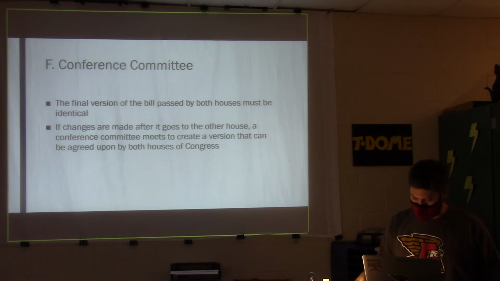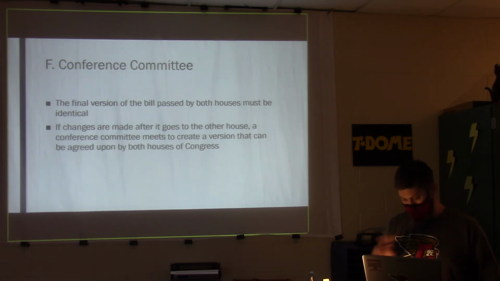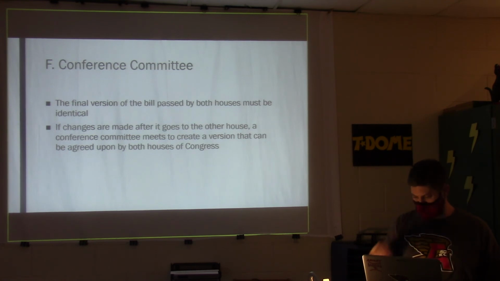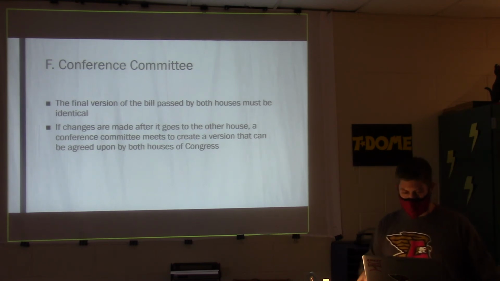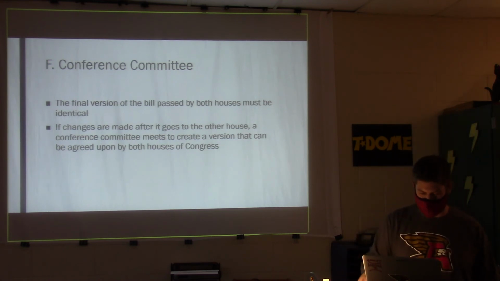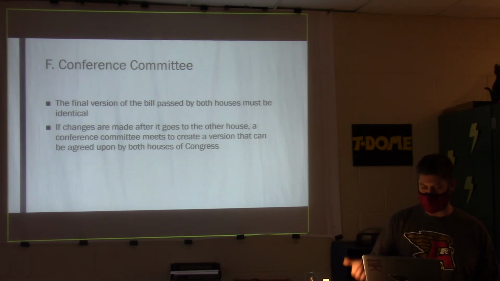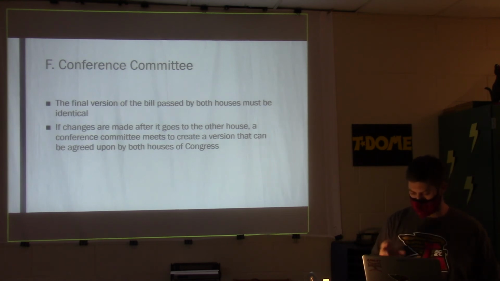What would happen, though, if for some reason the House bill and the Senate bill, which is the same thing but just barely different because, again, it's being worked on by 2 different committees, they would get together in a conference committee and nail those differences down. So the final version of the bill is passed by both houses. It must be identical. If changes are made after it goes to the other house, a conference committee meets, creates a version that can be agreed upon by both houses. It can be a little bit of a longer process if this has to happen.